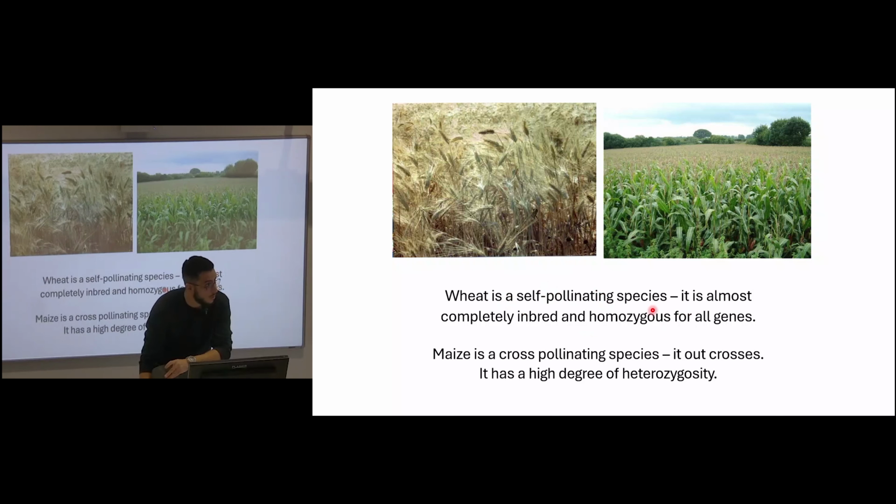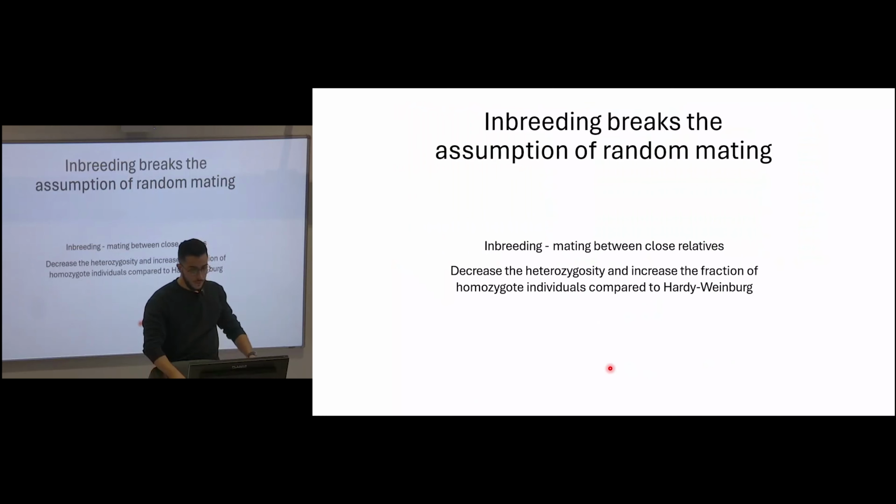If you remember, the more you mate with the same genotype, the more you dilute the heterozygous state and the more you produce the homozygous. We'll see this in a second. Maize is a cross-pollinating species, and because it is cross-pollinating, it ends up having a higher degree of heterozygosity, okay? So this is a concept that we're going to cover today.